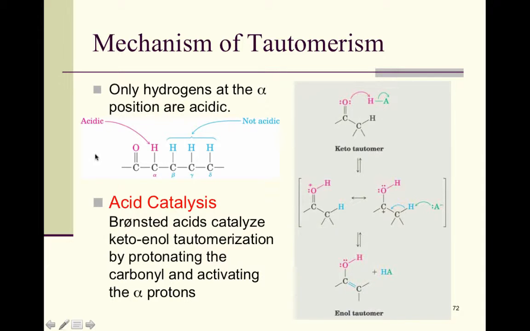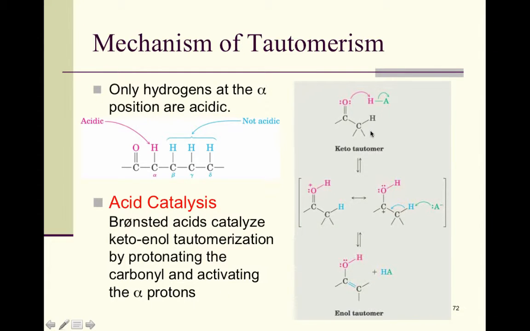Mechanism of tautomerism. Only the alpha hydrogens are acidic. Acid catalysts. Bronsted acids catalyze Keto-Enol Tautomerism by protonating the carbonyl and activating the alpha proton.